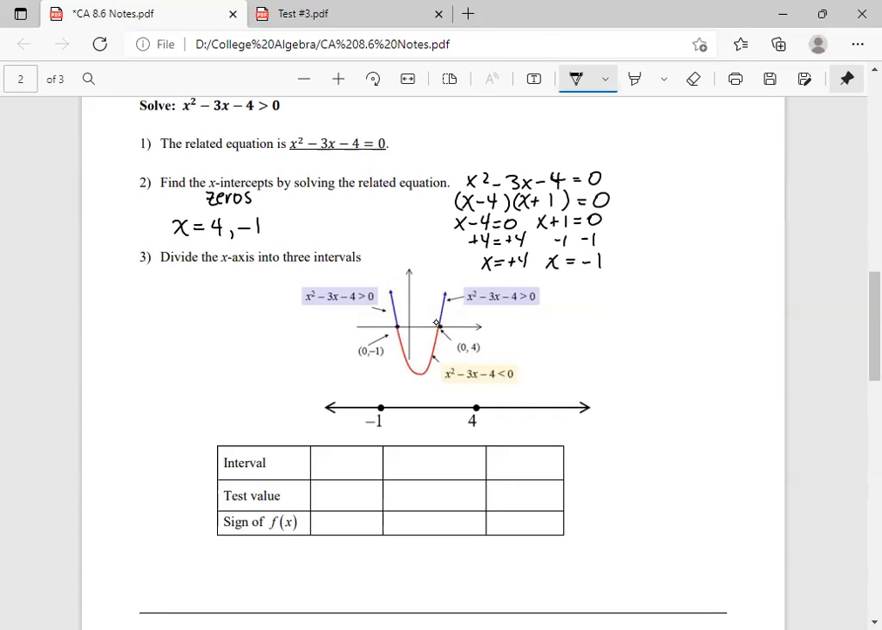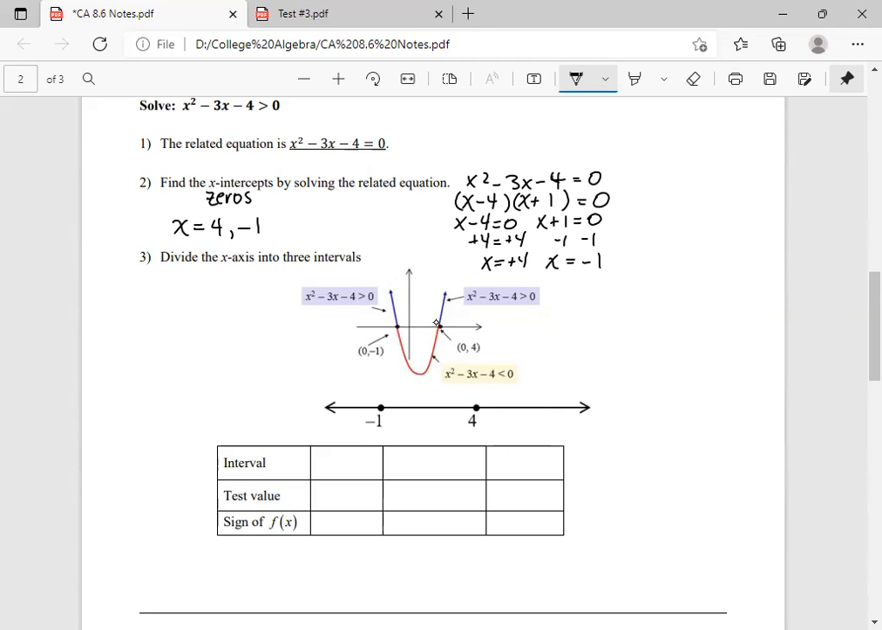Is everybody okay with that part? So the first step was to set this thing equal to 0. If it wasn't equal to 0, you had to get it equal to 0. The next step was to find the zeros. After you do that, you're going to use those zeros to divide this thing into intervals.